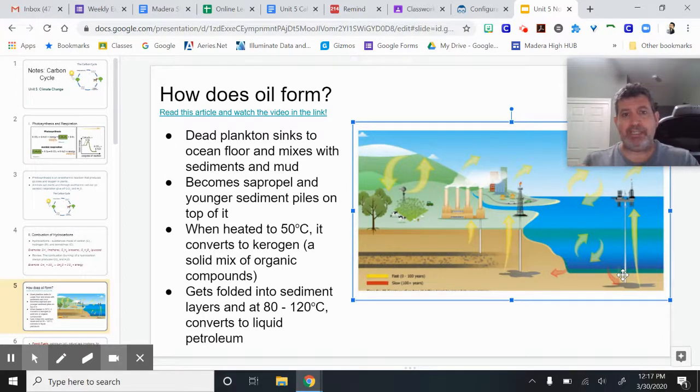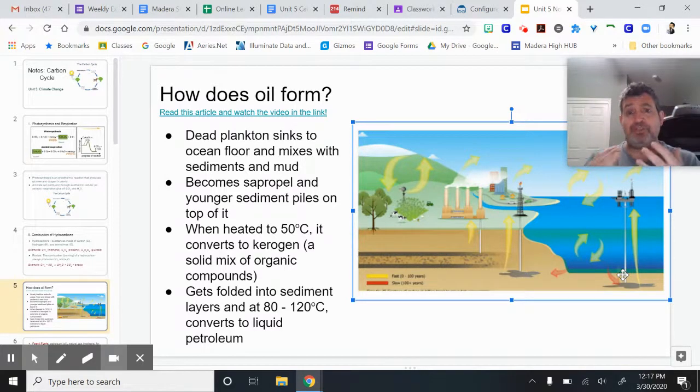So think of baking. For making chocolate chip cookies, which my wife and sons did last night, actually, you've got the dough and you got to fold those chocolate chips in. And so you get them folded in and mixed in there. And that happens with the kerogen. It gets folded into more sediment layers.